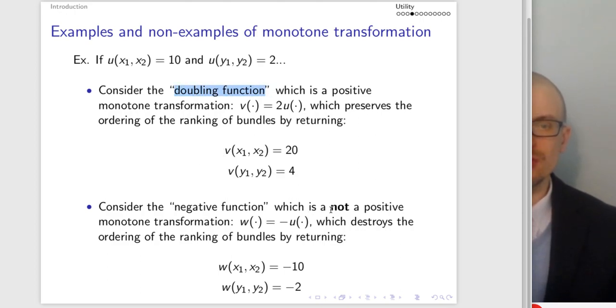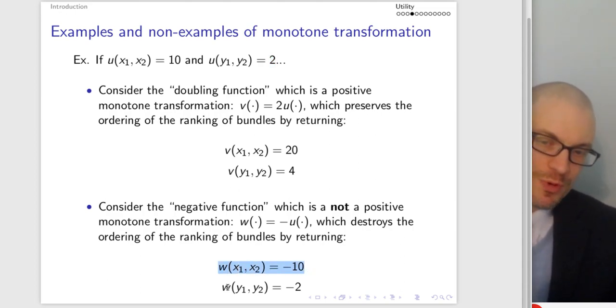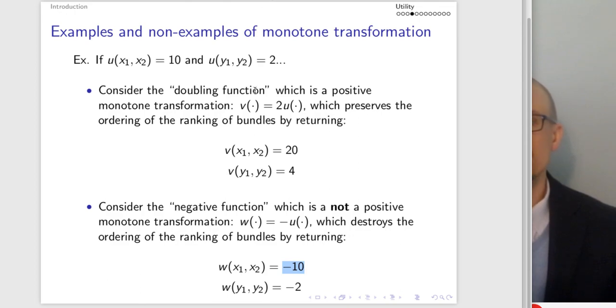The negative function is not. Suppose I take the negative of my utilities, I make this negative 10, I make this negative 2. There's a problem. The original preference structure says I prefer bundle x to bundle y because my utility for x is 10, which is bigger than 2, my utility from y. This one is actually saying I prefer bundle y to bundle x because minus 2 is bigger than minus 10. So this would not be a monotone transformation.